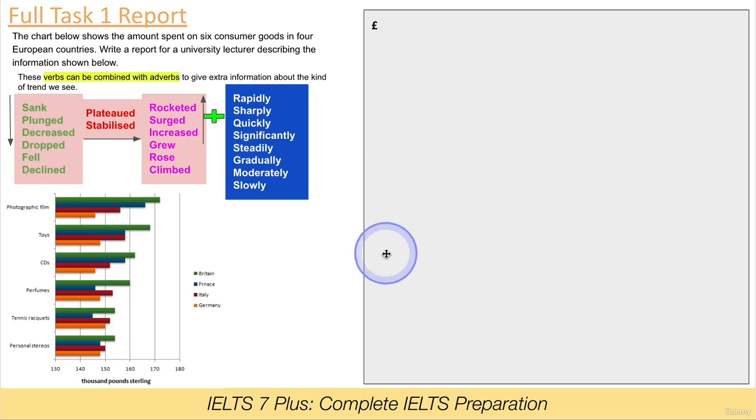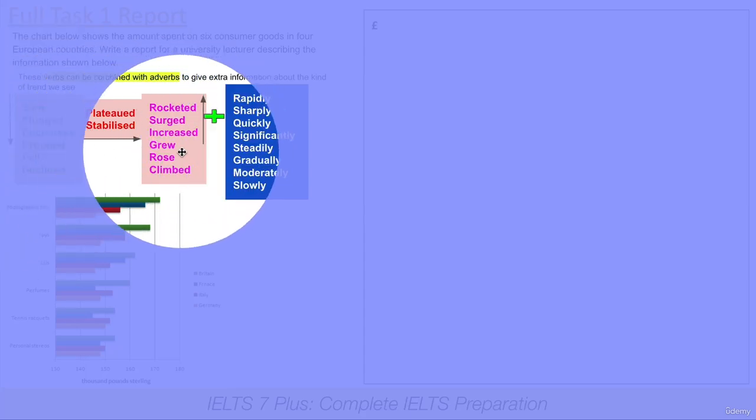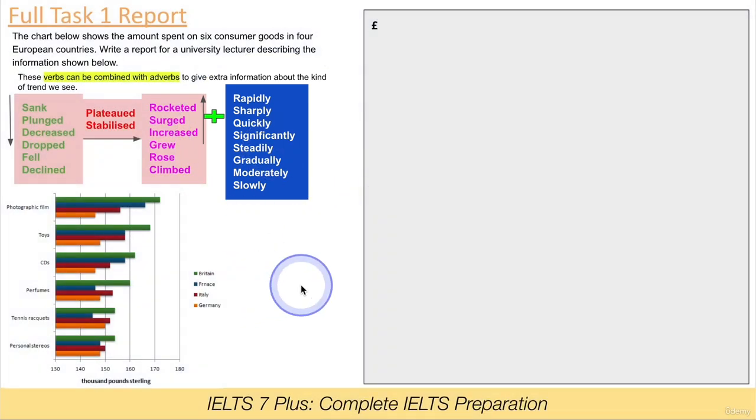And yeah, I think it's time we can go into the write-up. So we have the question. We also have some words here that might help us. Even though we don't have any sense of time, so we can't talk about how things change over time, we could compare categories and draw on these words. So we have synonyms for decreased, stayed the same, increased, and you can use adverbs in conjunction with these to create a really nice sentence.